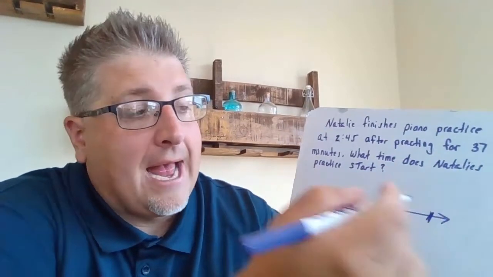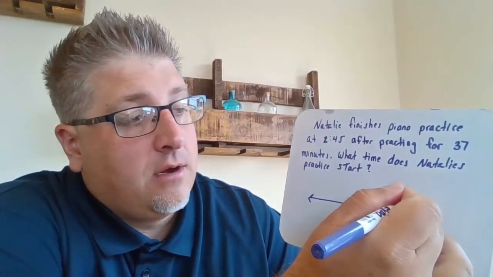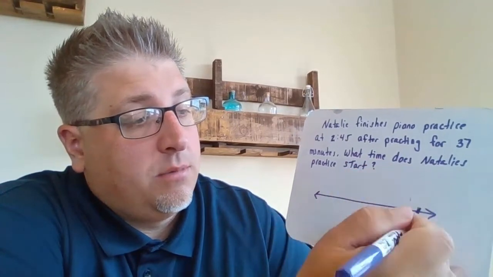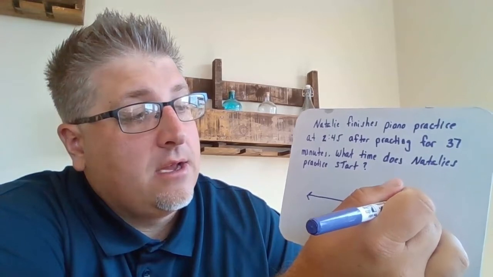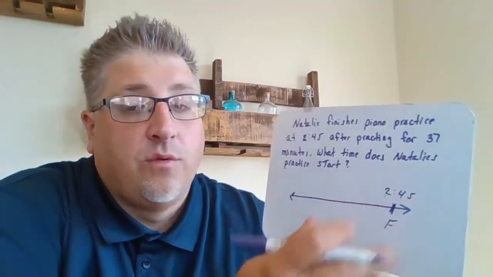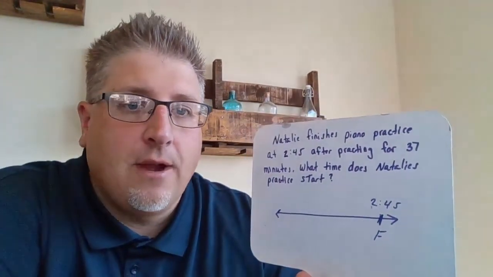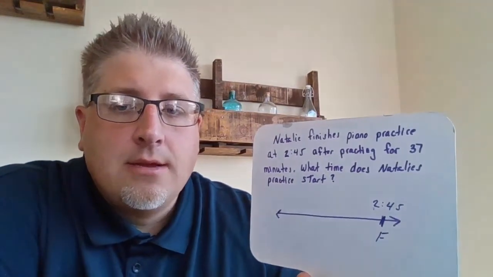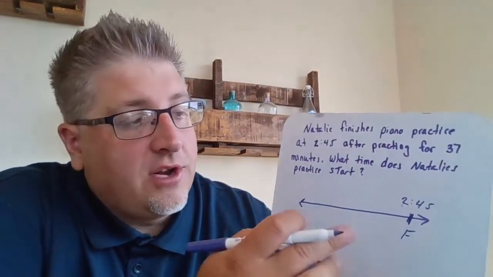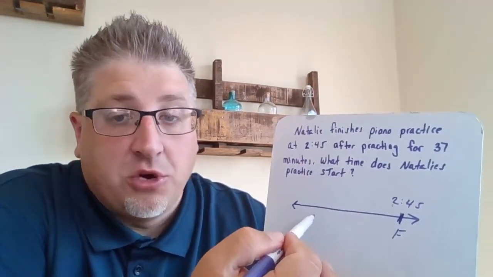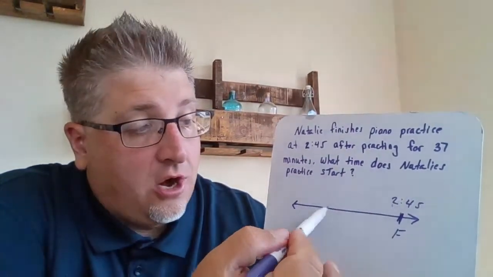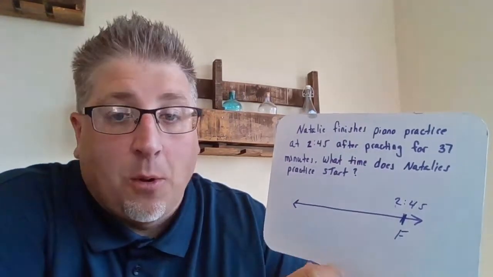And we knew that, I'm going to put an F right here. Put an F down here. That we knew she finished at 2:45. She finished at 2:45, right? Okay. Now they want to find out when she started. So we have to go backwards on the number line to see where she started. Here's where she started. There's where she finished. So we have to go back.